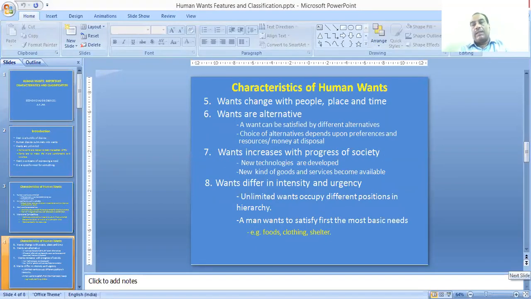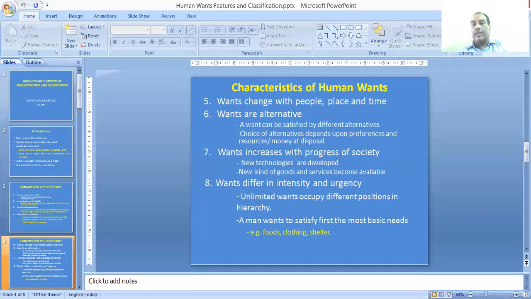Then the other characteristic is wants change with people, place, and time. And it is very obvious. We all experience that our wants are different from others. I need something, you need something else. So wants change with people. Once we grow older, when I am young, my needs are different. When we grow older, then for the same person, their requirements, their needs, their wants change. So wants change with people, with place, and with time.